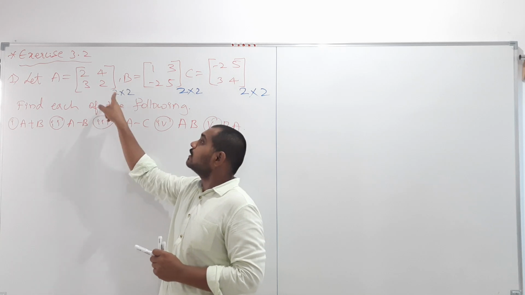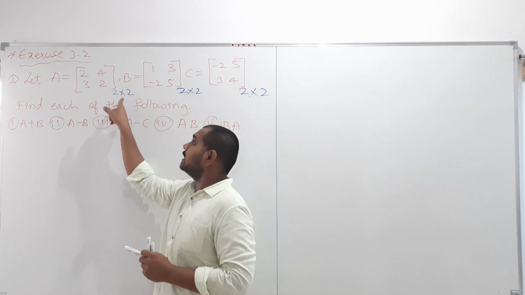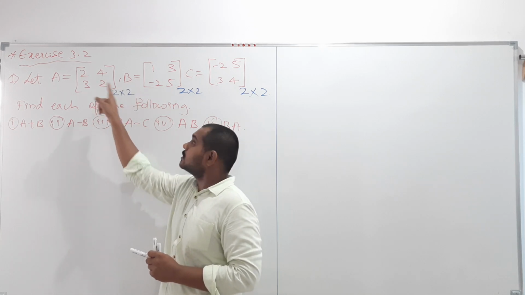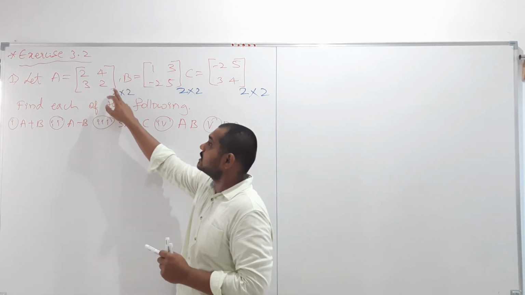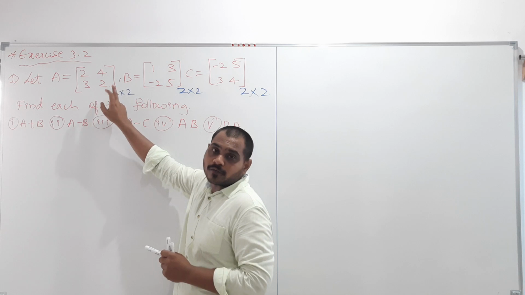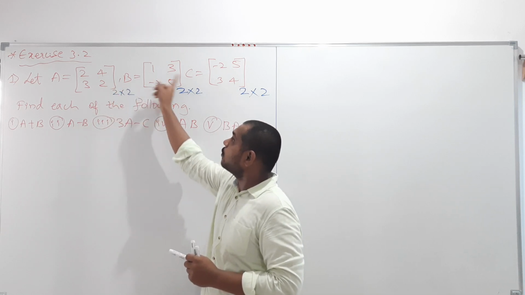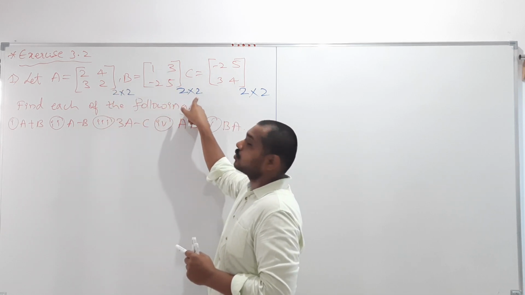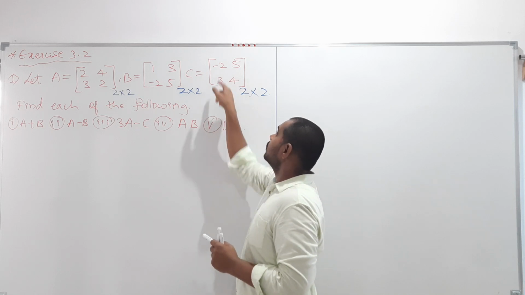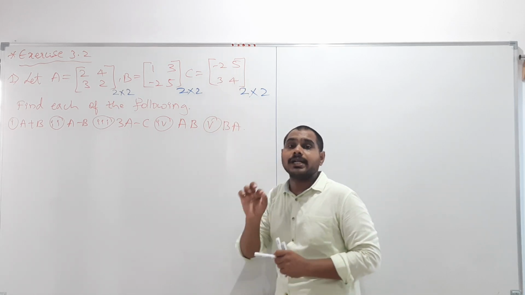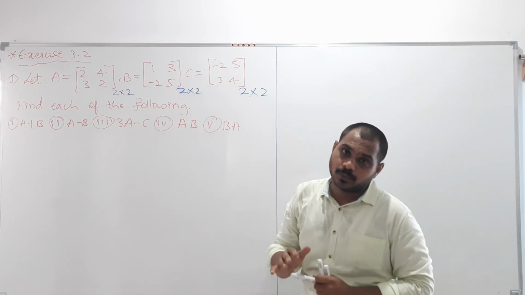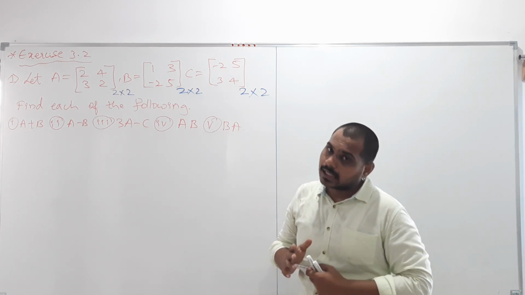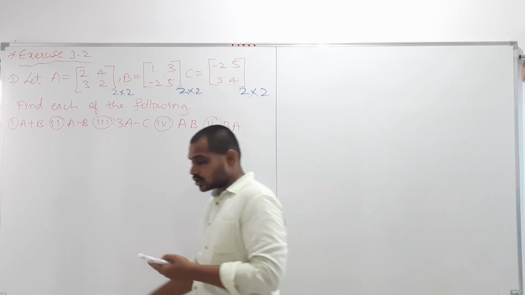Always you should write first the number of rows, and next the number of columns. 2 rows, then 2 columns are there. So this is a matrix of order 2 by 2. Similarly here also, 2 by 2. Actually you should read it as 2 by 2. Please don't read it as 2 cross 2. It's the wrong way of reading. Clear? Yes. Now come to the first question, my dear students.